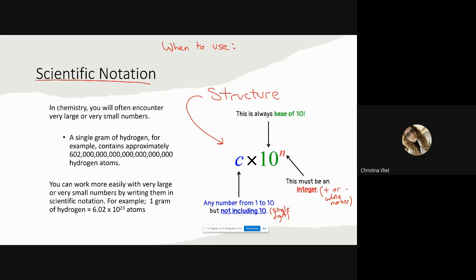I'm giving you a little bit of time, and then I want to address when would we use scientific notation? Why would we use scientific notation? You got a computer here.